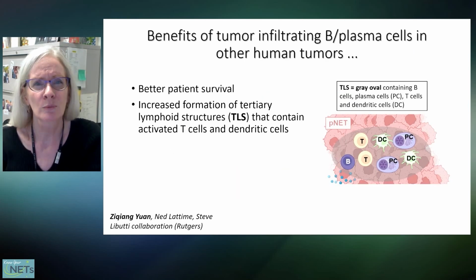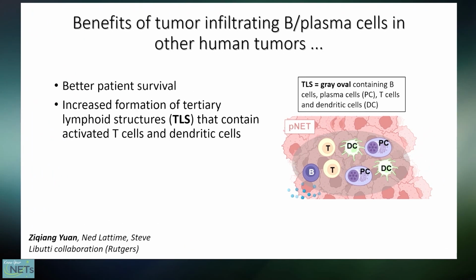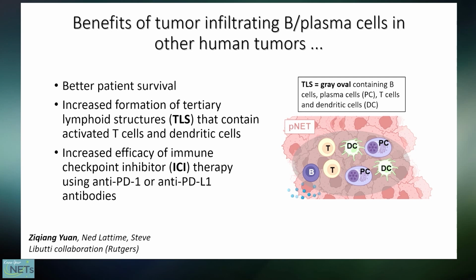Now, those results were really exciting because B and plasma cells in other human tumors are correlative with improved patient survival. They also correlate with increased formation of immune cell aggregates shown in this picture, where we have T cells and dendritic cells in addition to the plasma cells and B cells. And these are very important structures, or tertiary lymphoid structures, that mount an immune response and are able to kill the tumors. Now, plasma cells are also associated with a patient's improved response to immune checkpoint inhibitor therapy using either anti-PD-1 or anti-PD-L1 antibodies.